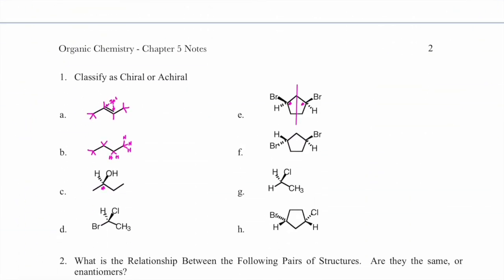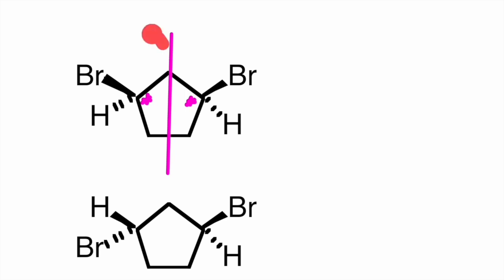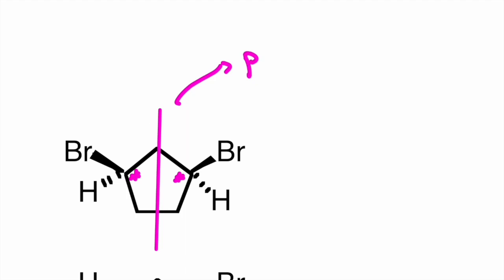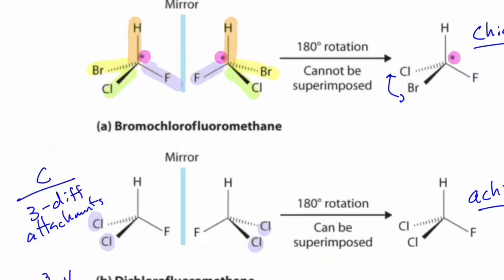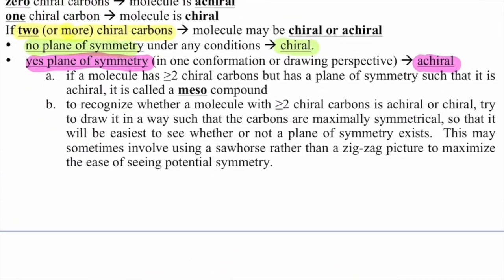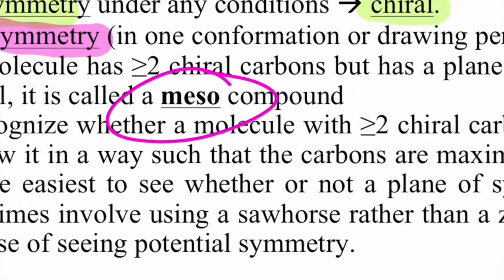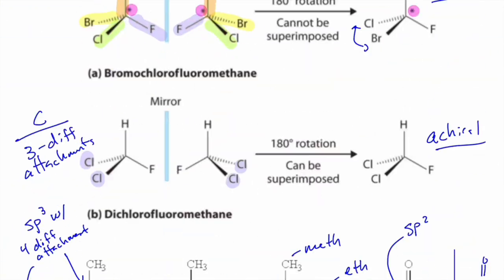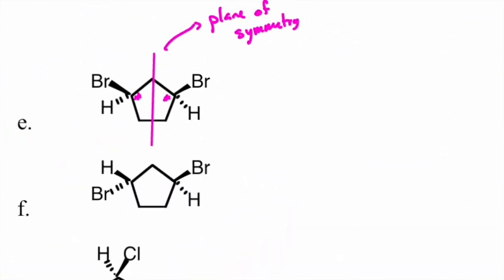So if I look at this right here, is this side the same as this side? I say yes, so there's a plane of symmetry. What we call that, shoot, I passed that up on the notes, I'm so sorry. It's a big word. It's called meso. A meso is when you have two chiral carbons, but you have a plane of symmetry. So this becomes meso, and because of that, it's actually achiral.